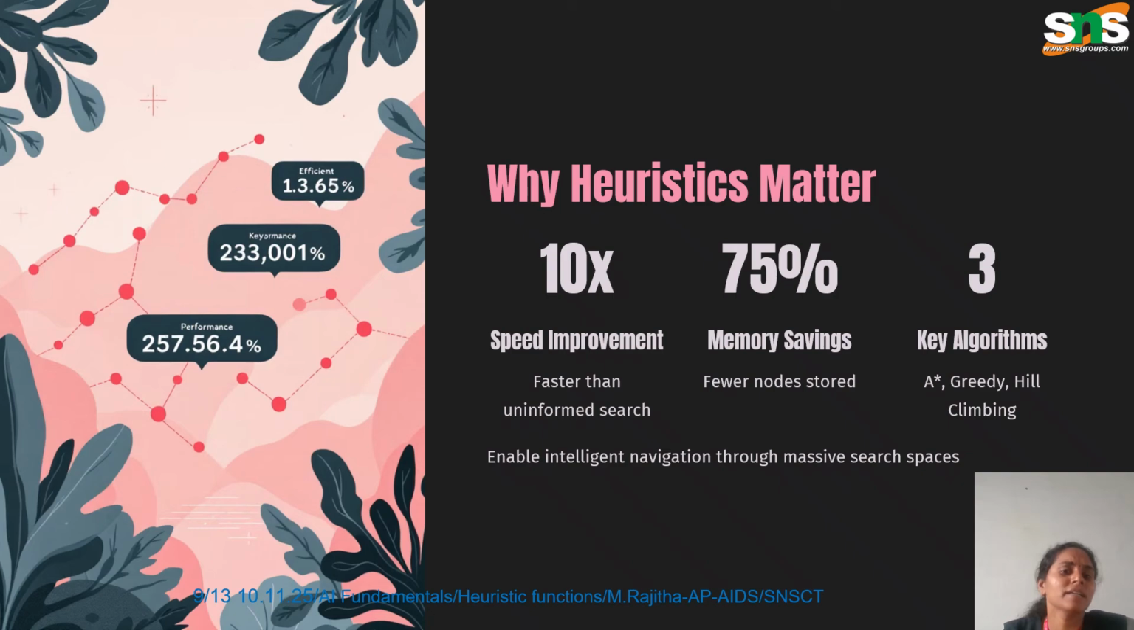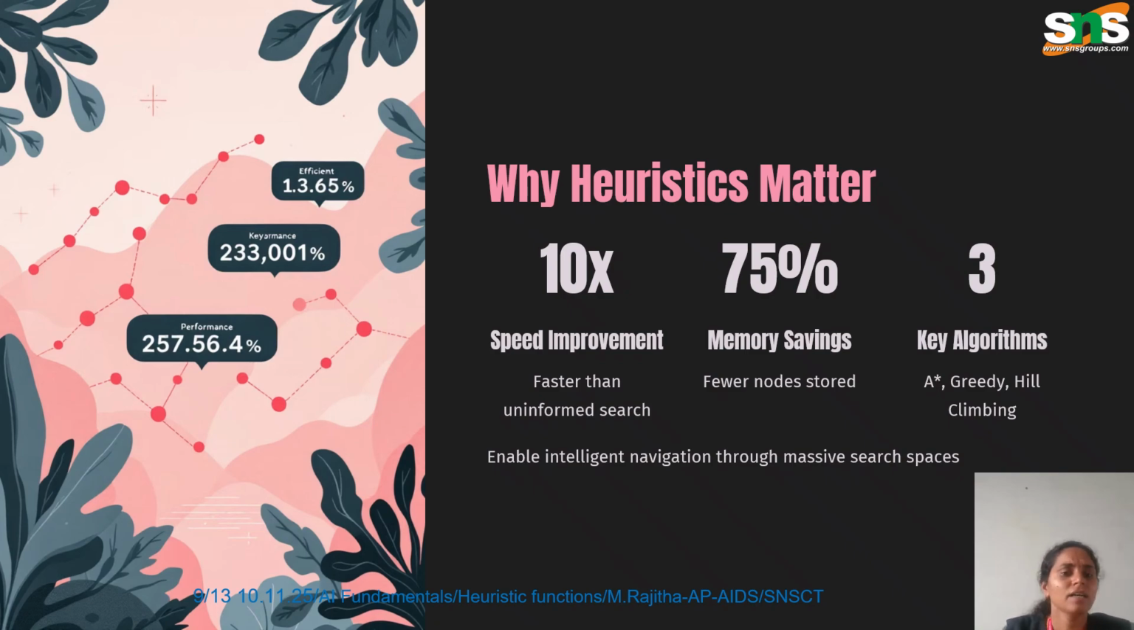Why heuristics matter. Heuristics make a huge difference in AI performance. They can make search up to 10 times faster and use 75% less memory by exploring fewer nodes. They are used in major algorithms like A star, greedy search and hill climbing. In real life, heuristics help in navigation systems, robot movement, and even in games like chess, where they guide the AI toward the best moves.